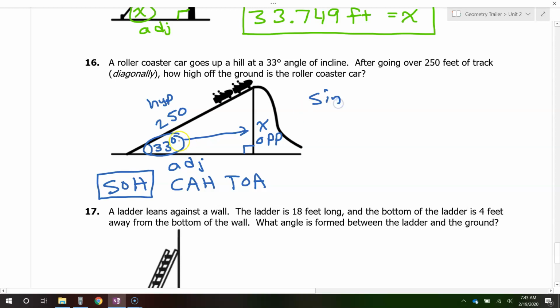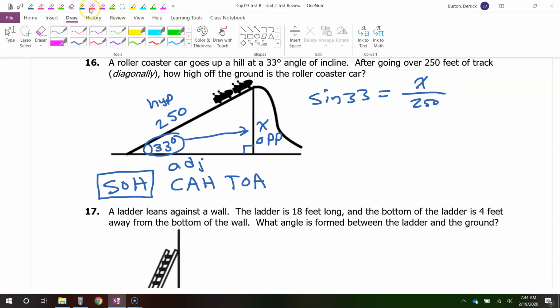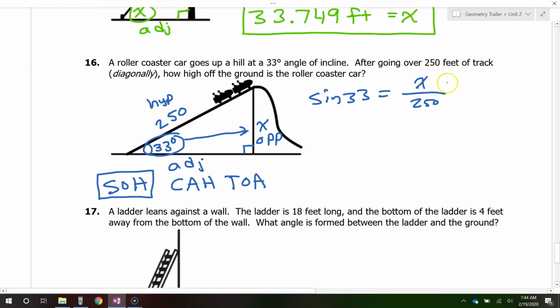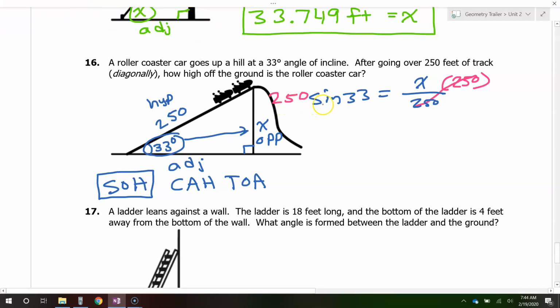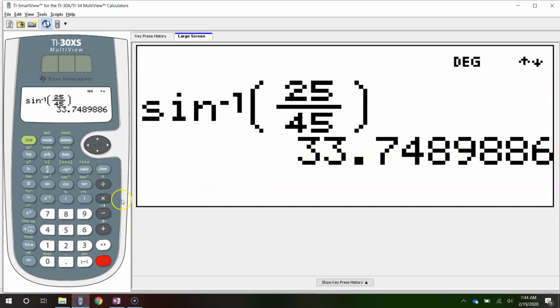So sine of the angle we circled is equal to opposite over hypotenuse, so x over 250. Do we multiply, swap, or inverse? When the variable is in the numerator, this is when we multiply. So we will multiply both sides by 250. That way these cancel out, leaving x by itself. And this is something that we can put in the calculator. 250 sine 33.